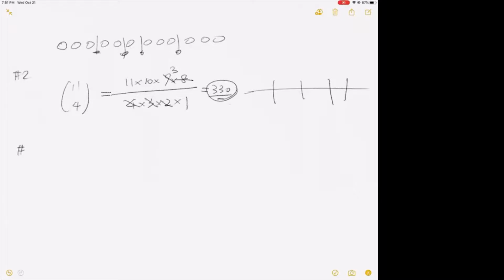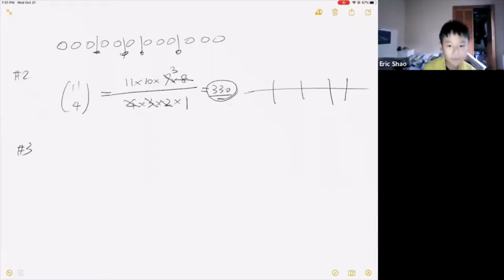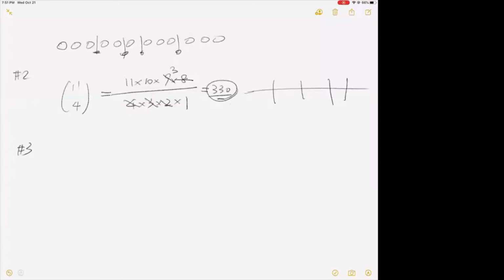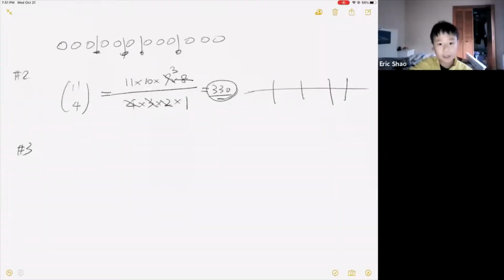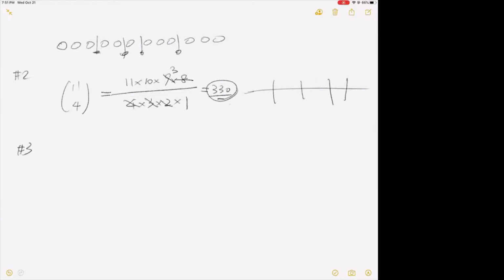Okay, now number three. In what situation does Leo get more? Since everybody has to get at least one, let's say that Leo gets the most possible. You're saying the first situation is Leo gets the most possible. How many?